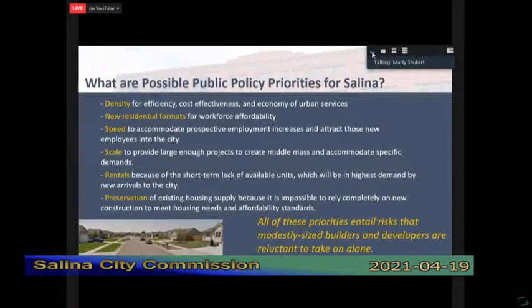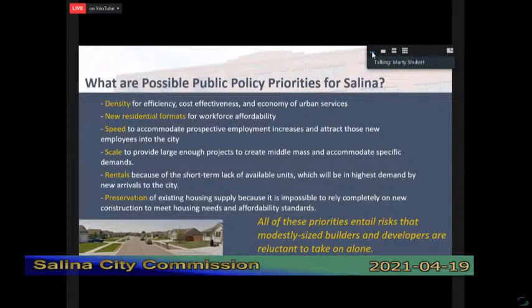So as we think about the kinds of programs and ideas that make sense for us, we know that we have some individual imperatives to think about, and this gets down to thinking about what we want to encourage. Is it higher density, new formats, absorbing some of the risk for building new kind of stuff that people are not necessarily used to, building it fast, building it of a large enough scale to mean something, to build rental housing, and certainly to preserve the existing inventory.